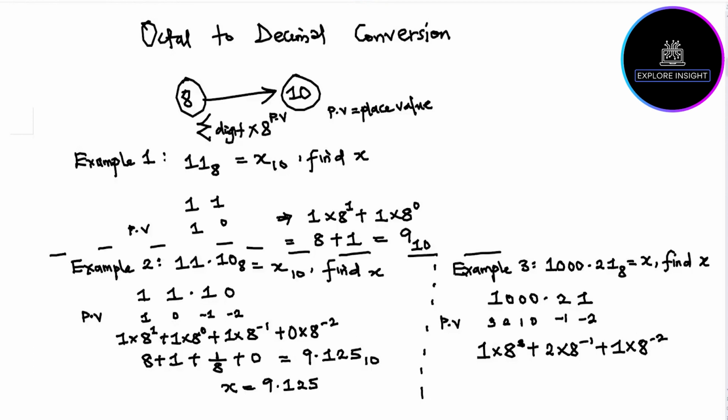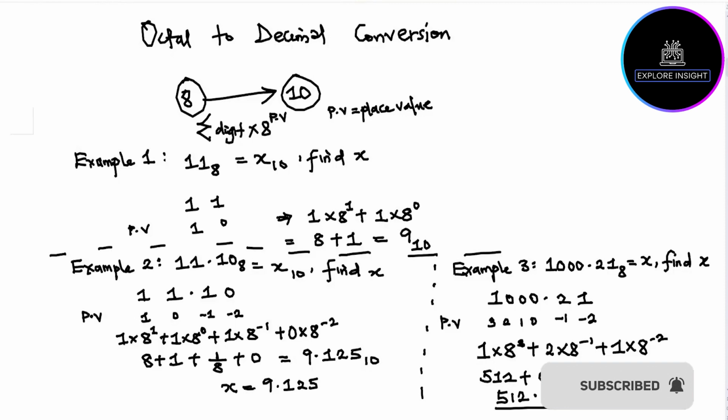Now, if you go ahead to punch your calculator, 8 in the power of 3, we have 512 plus 2 times 1 over 8, that's 2 over 8 is 0.25 plus 1 divided by 64 will give us 0.015625. So this will give us 512.265625. So this is the value of x.